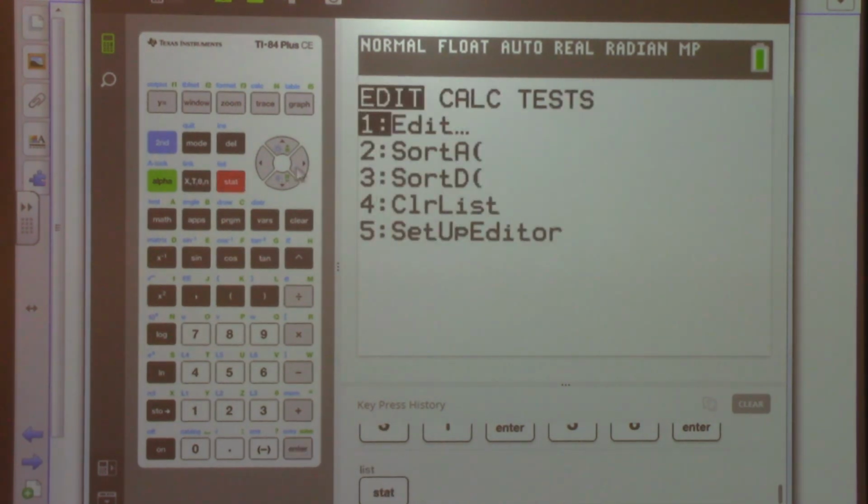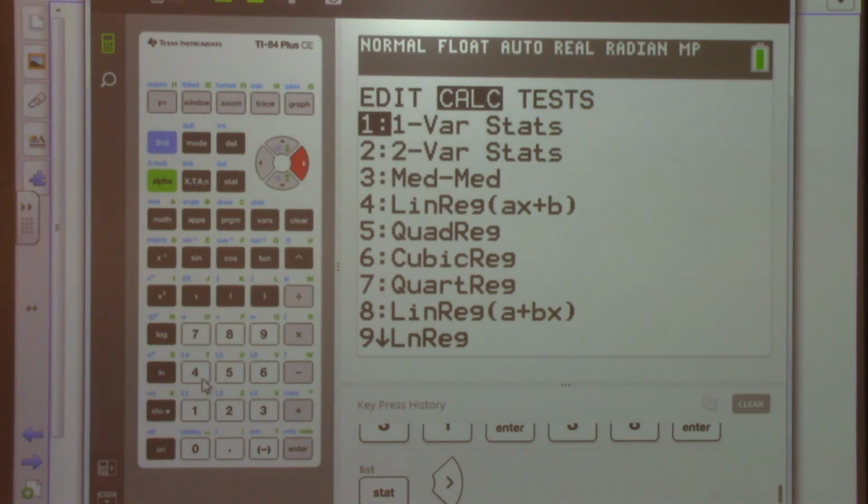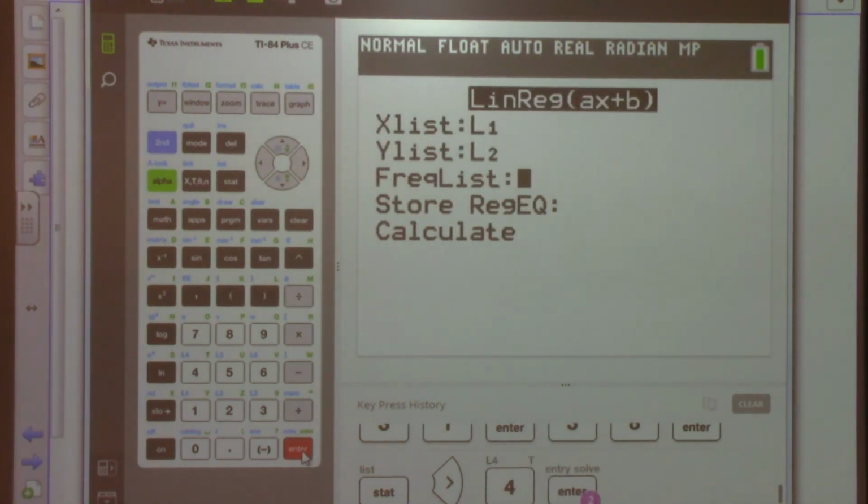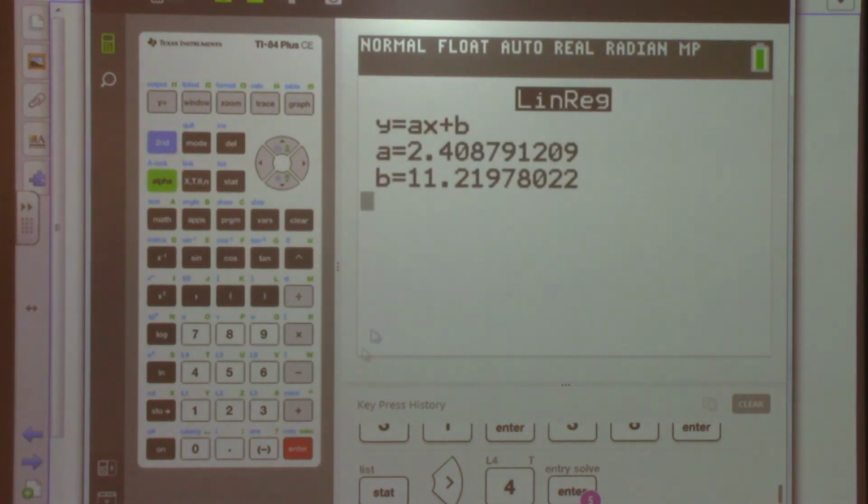So you can go to Stat Calc 4. So you have an equation already here, right? So about 2.41x plus 11.2.